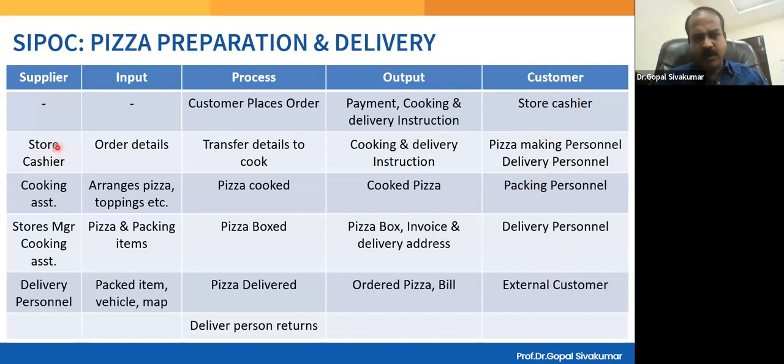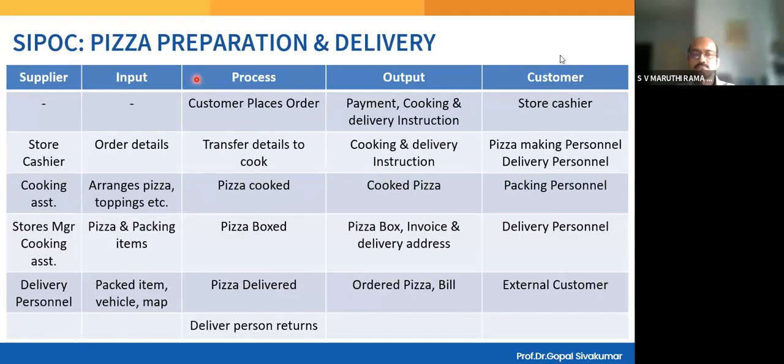And on the left side, you are seeing cooking assistant, you are seeing store manager, and all these people are acting as the supplier. Whether one is a supplier or a customer, he is connected to the process. And probably we will try to involve them properly in our project. Thereby, we will be able to reduce the delivery time.